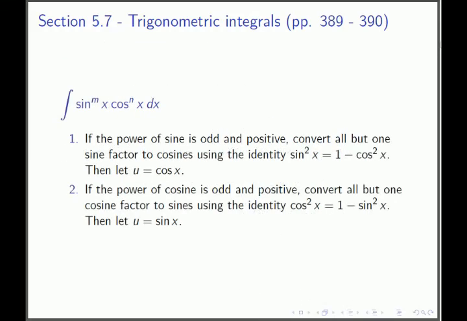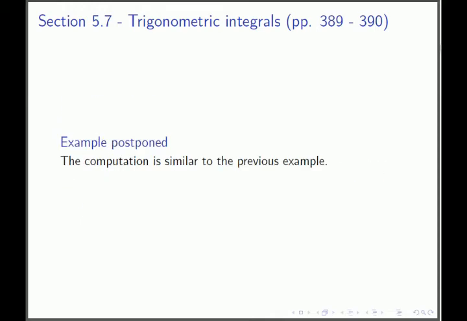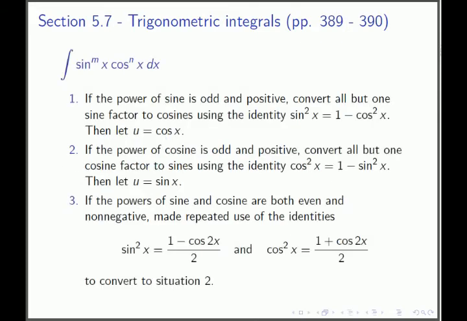Similarly, if the power of cosine is odd and positive, then we're going to convert all but one of the cosine factors to sines using the identity cosine squared equals 1 minus sine squared. This is essentially the same identity, just rearranged. And then we let u equal sine x. I'm not going to give an example of that just yet. We'll see an example of this later.